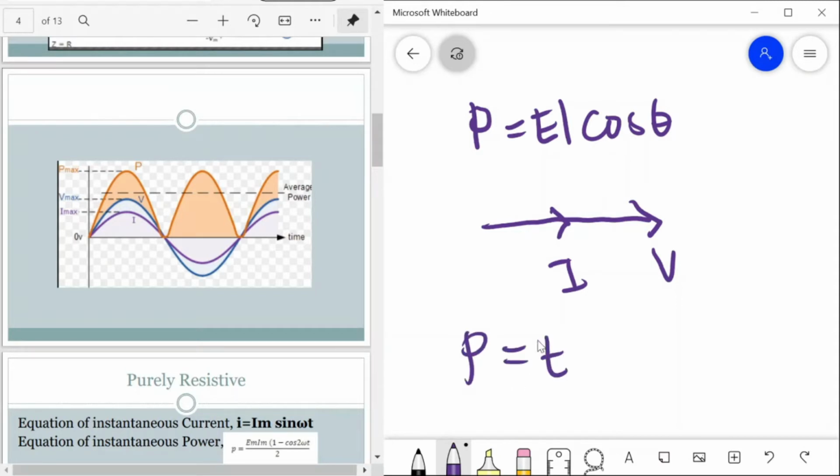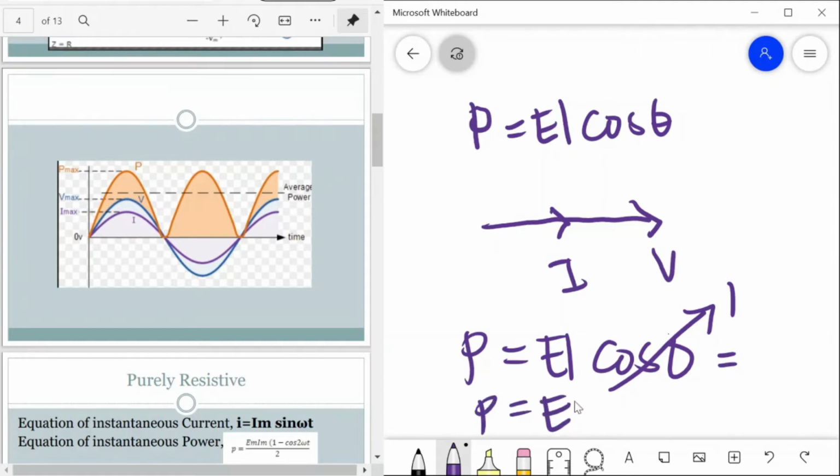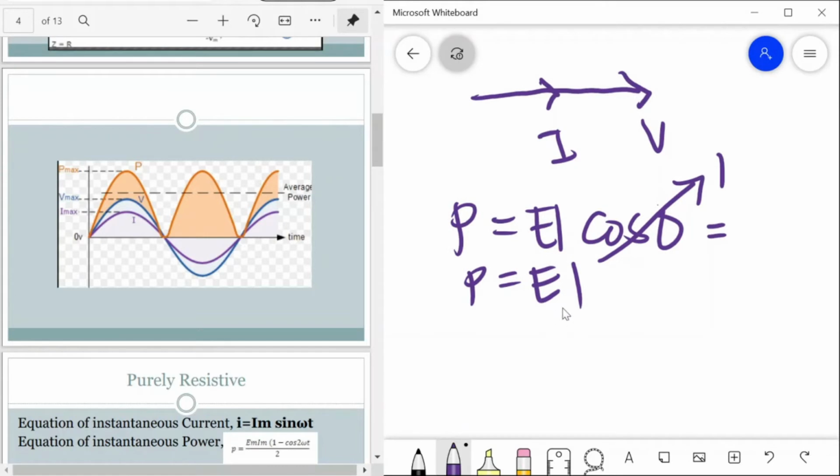P is equal to EI cosine theta. What is the angle between V and I? That is 0. So cosine 0 is 1. We will compute the power of a pure resistance. That will be equal to the voltage times the current. So if the voltage is in RMS and current is in RMS, our power will be in RMS also.